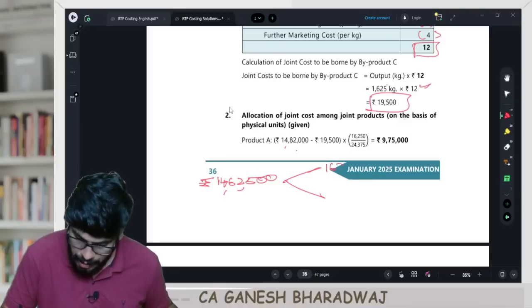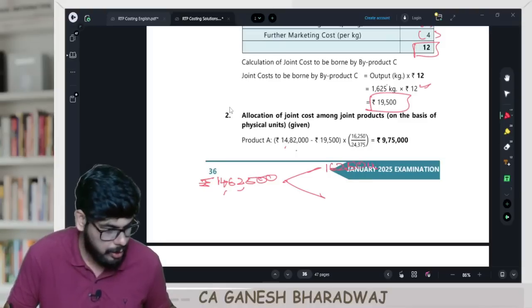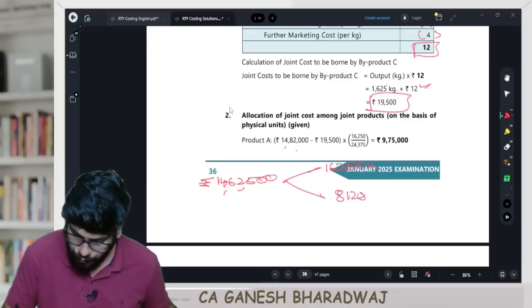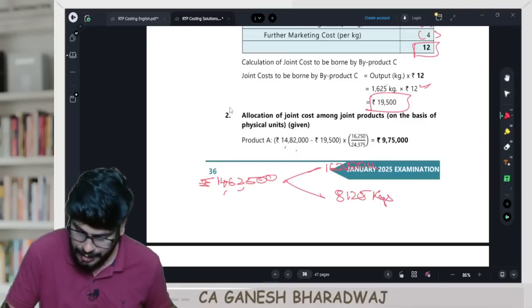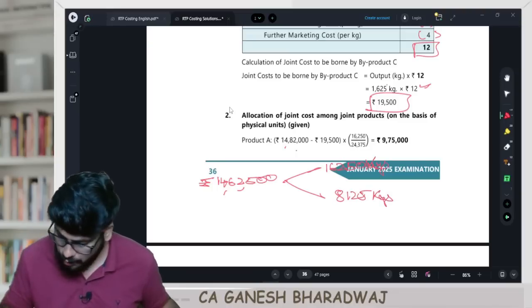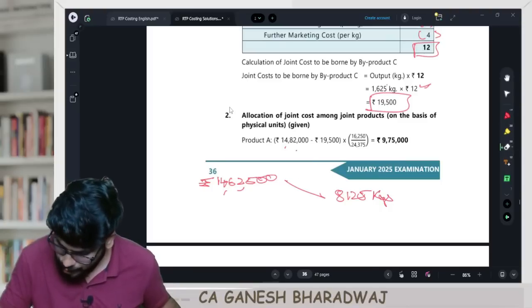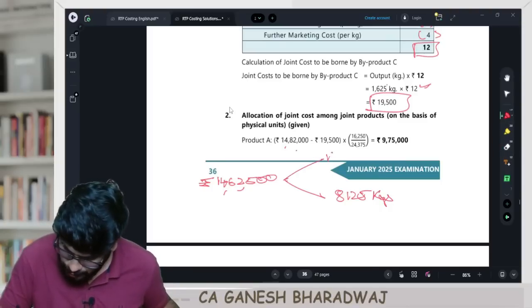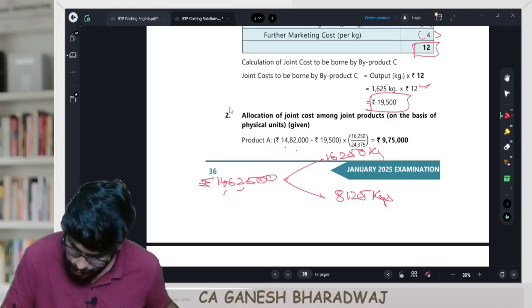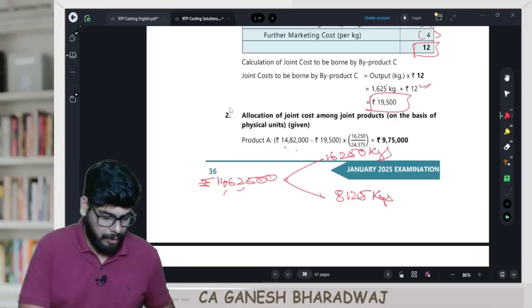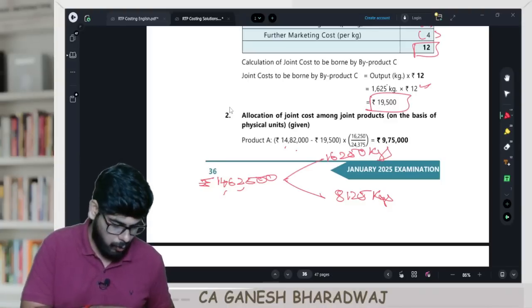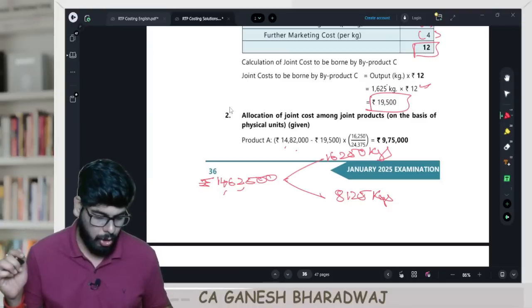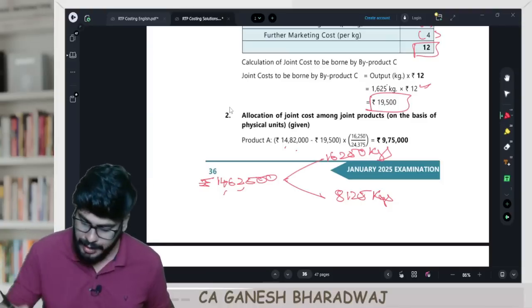This needs to be apportioned between A and B in what units? Physical units method. 16,250 units is to 8,125 units, or basically these two are in kgs. So 16,250 kgs is to 8,125. So 16,250 plus 8,125 gives you how much? A total of 24,375, right?